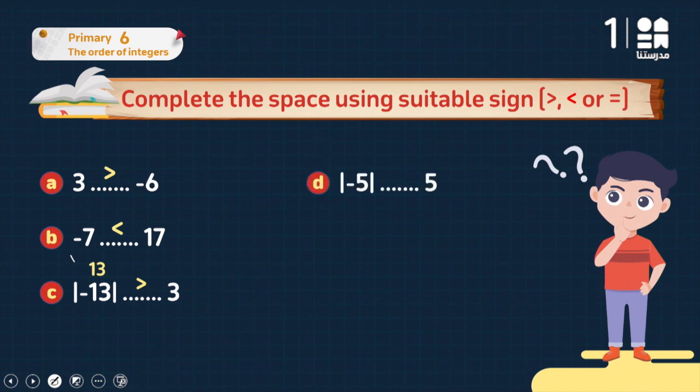D, I have absolute negative 5 and 5. Of course, I know the trick now. I will answer absolute negative 5, it gives me 5. So 5 and 5, it will be equal. So the sign I am going to use will be equal.